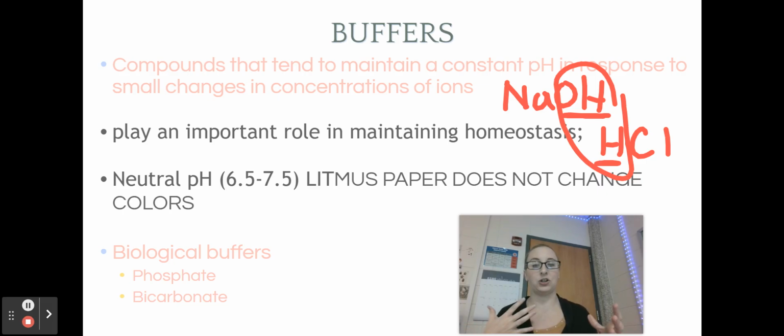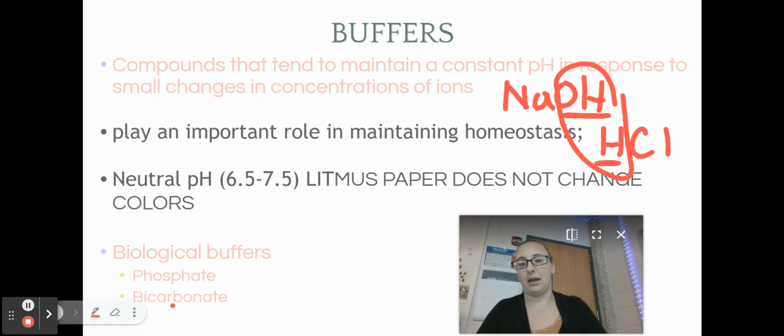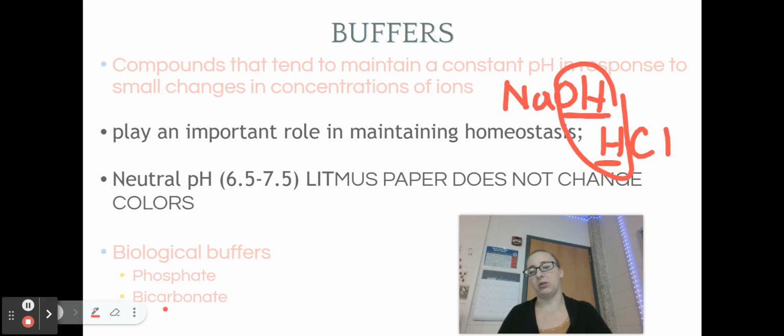If the pH of a cell gets too high or too low, a buffer can be introduced to try to get that to even out. So with a neutral pH, litmus paper does not change colors. Blue litmus will stay blue, red will stay red. But some biological buffers are bicarbonate, which sodium hydroxide would be a bicarbonate, and then phosphate, which is PO4H or something like that. But anyways, these are two things that you can introduce to a cell to try to help neutralize it being too acidic or too basic.